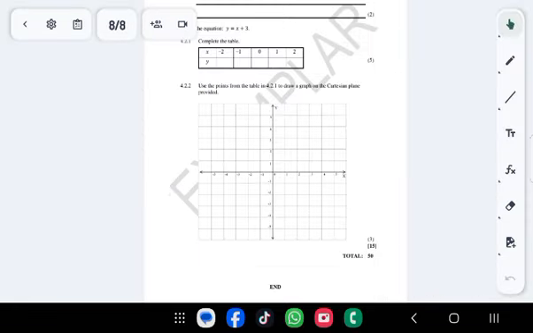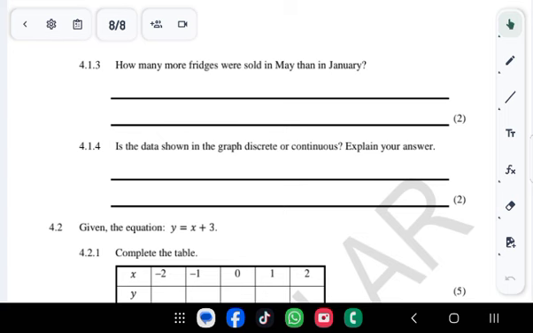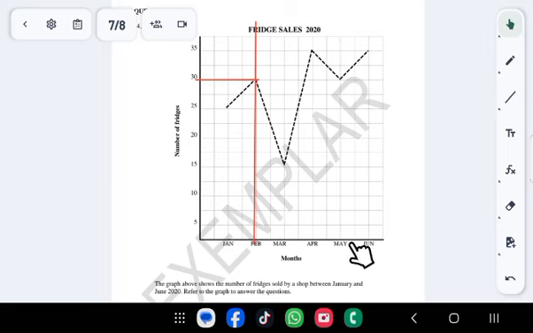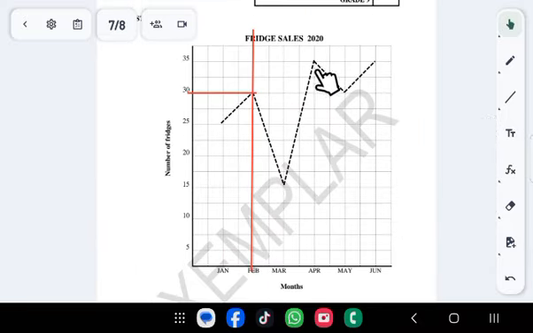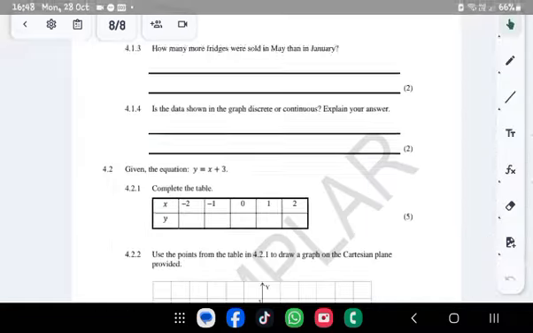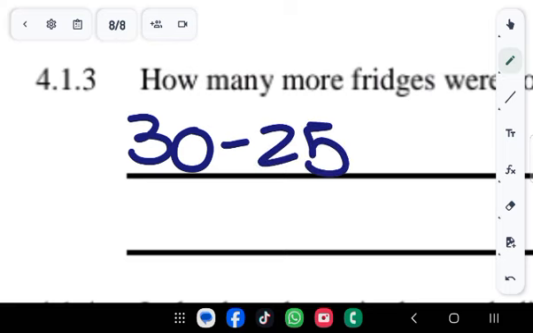Now for the last page. How many more fridges were sold in May than in January? Okay, let's see how many were sold in January. In May, it was 30 and in January it was 25. So that will be 30 minus 25, and that gives us 5 fridges.